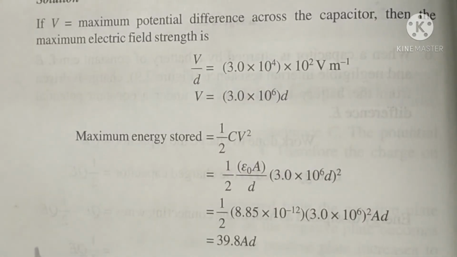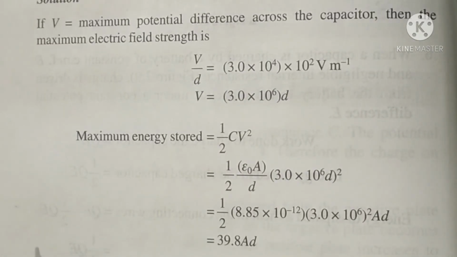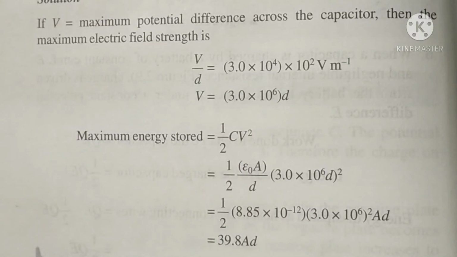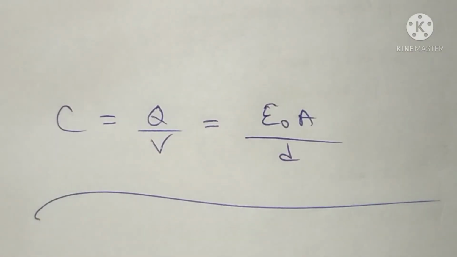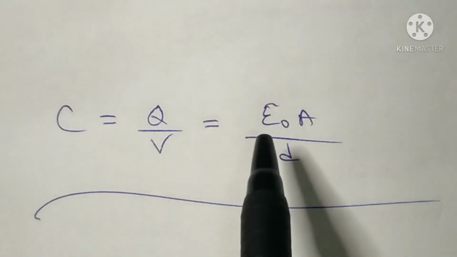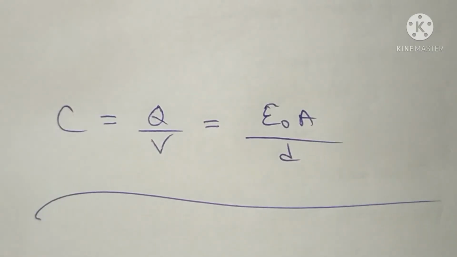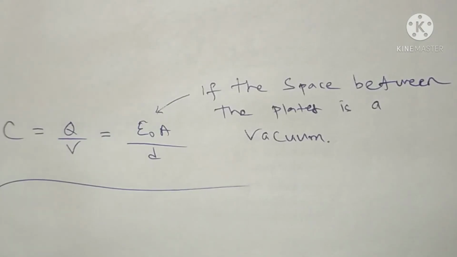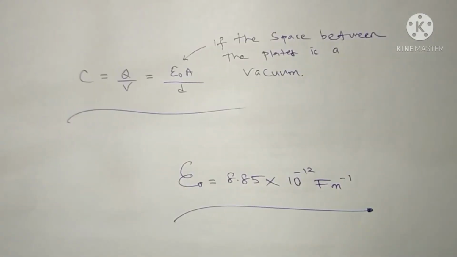For the maximum energy that can be stored in the capacitor, we can use half CV squared. Everyone knows that C equals Q over V, which is equal to epsilon naught times A over d. Epsilon naught is the permittivity of free space, or we call it permittivity of vacuum if the space between the plates is a vacuum. And the value is 8.85 times 10 to the power of negative 12 farad per meter.